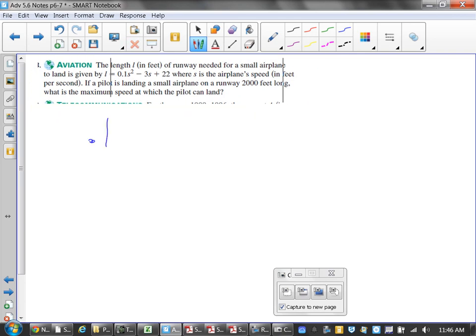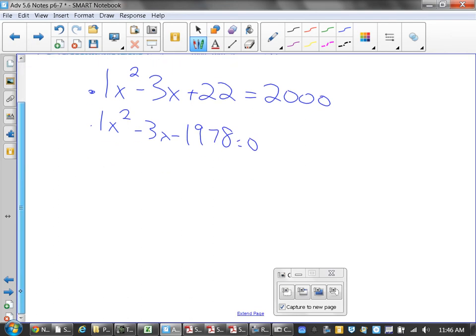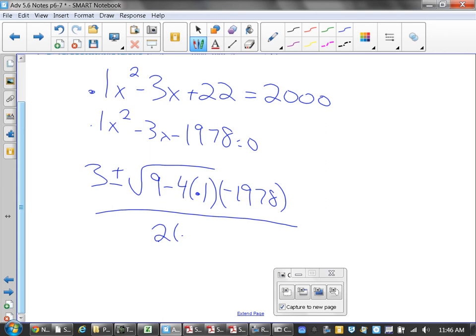So it's 0.1 x squared minus 3x plus 22, and I want that to equal 2,000. So 0.1 x squared minus 3x minus 1978 is 0, I believe. I'm gonna use the quadratic formula because I'm not gonna do anything else with that. Opposite of b plus or minus square root of b squared minus 4 times a times c, all over 2a. So when I put all that together, I have 9 minus 4 times 8. My discriminant is 800.2.